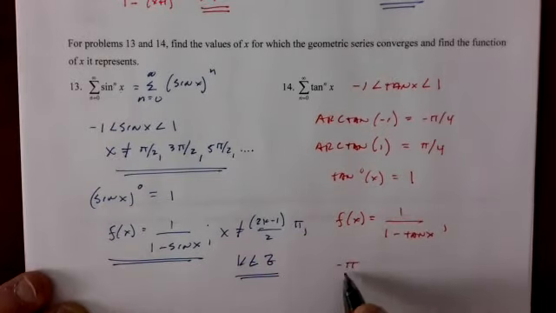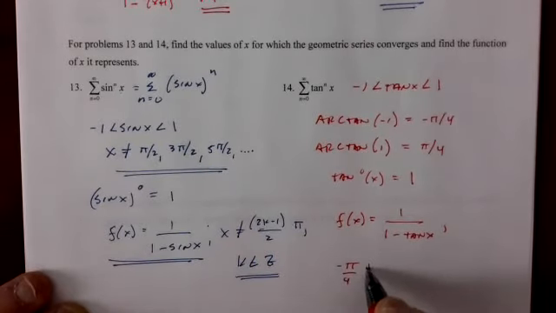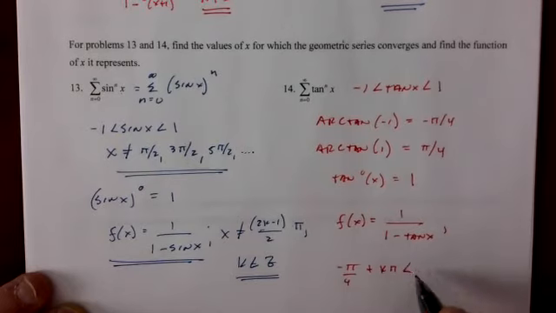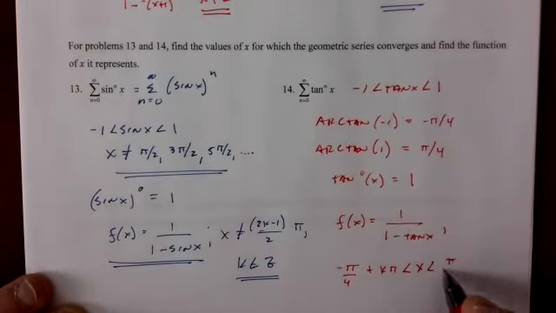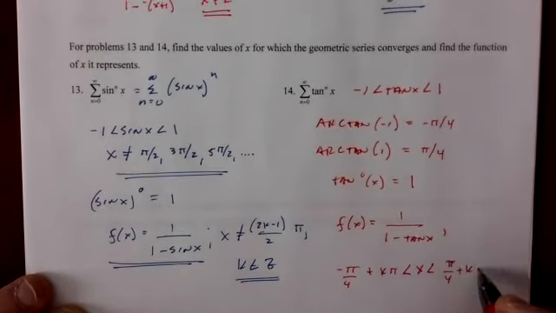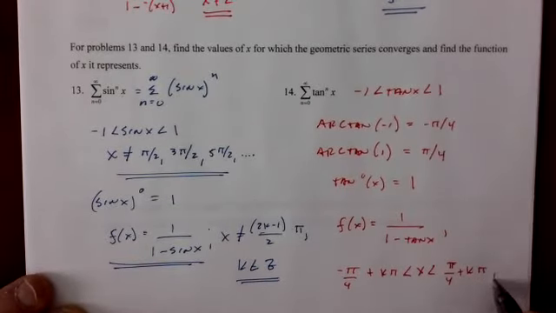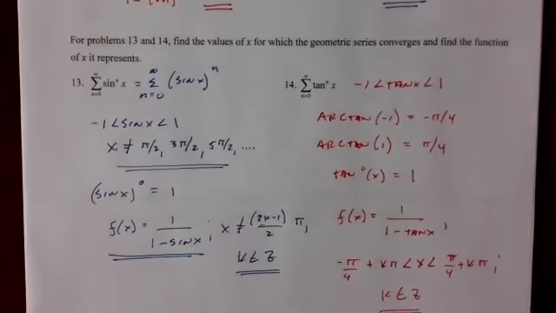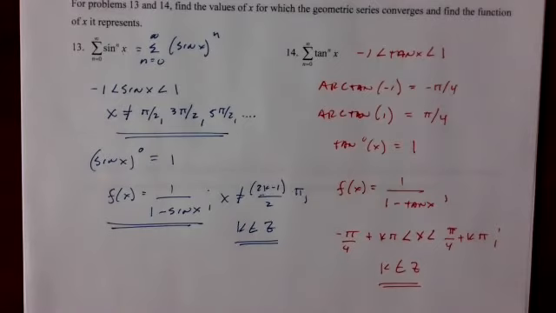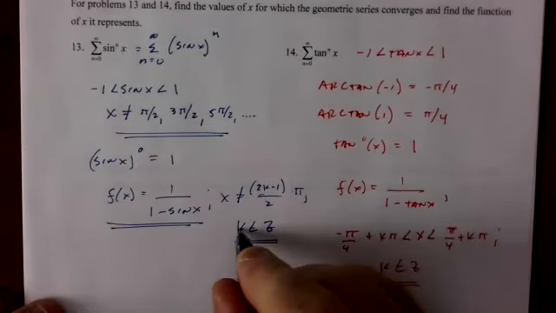Now that's where we get goofy. Negative pi over 4 plus k pi is less than x is less than pi over 4 plus k pi, where k is all integers. Apologize for doing that to you. You'll never have to do that again. So don't lose any sleep over it. It's not the end of the world.